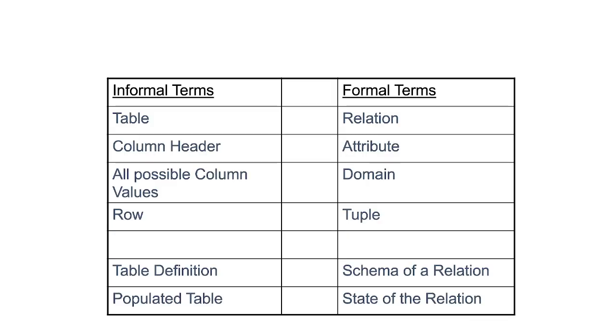Informal terms and formal terms. The informal term table corresponds to the formal term relation. For the column header, we have to call it an attribute, and the possible column values are going to be called a domain in formal terms. Row corresponds to tuple. Table definition we have to call a schema of the relation. A populated table means the state of the relation.